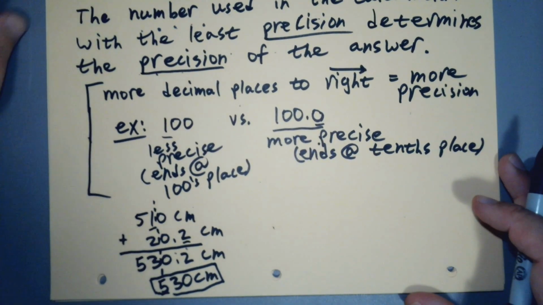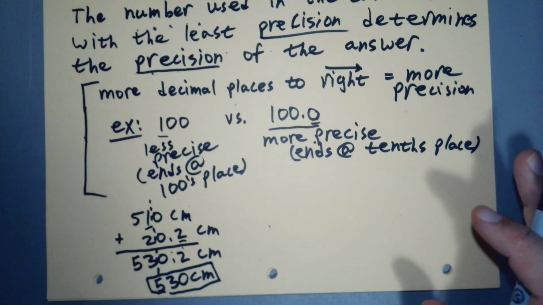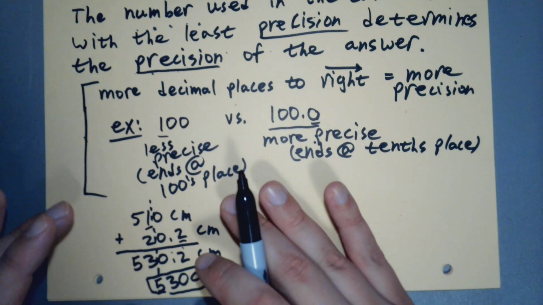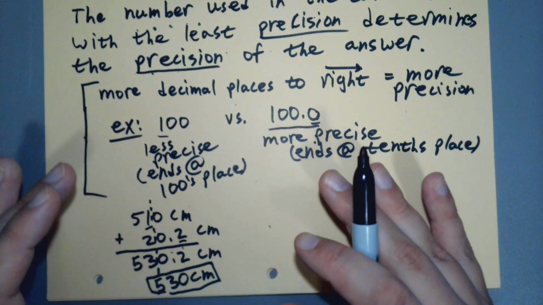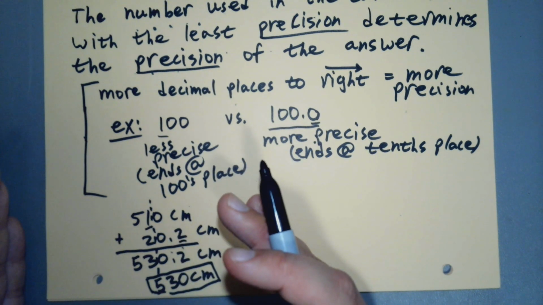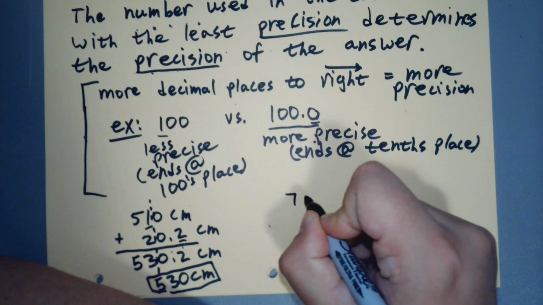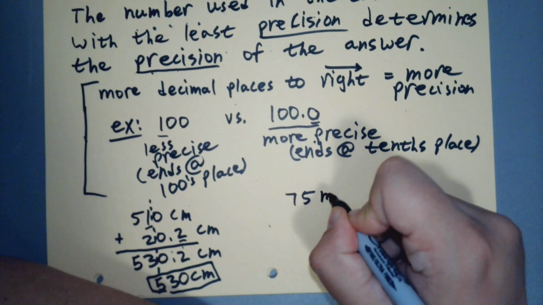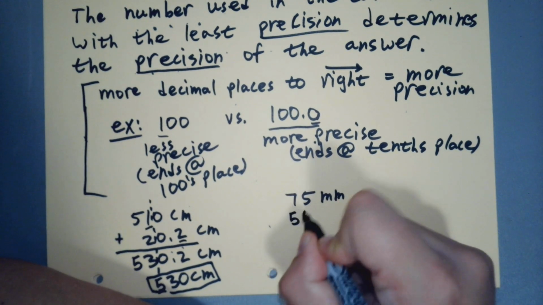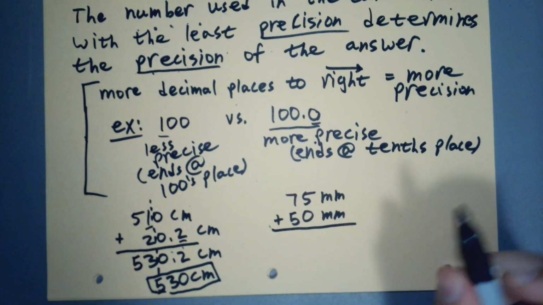Okay. Now it's the same deal with subtraction. Now the cool thing is, we'll do another example here. When you do addition, you can end up with more significant figures in your final answer than you had originally. So, for example, let's say we have something that's 75 millimeters. We're getting really small here. And then we have something that's 50 millimeters and another measurement. We're going to add these measurements together.